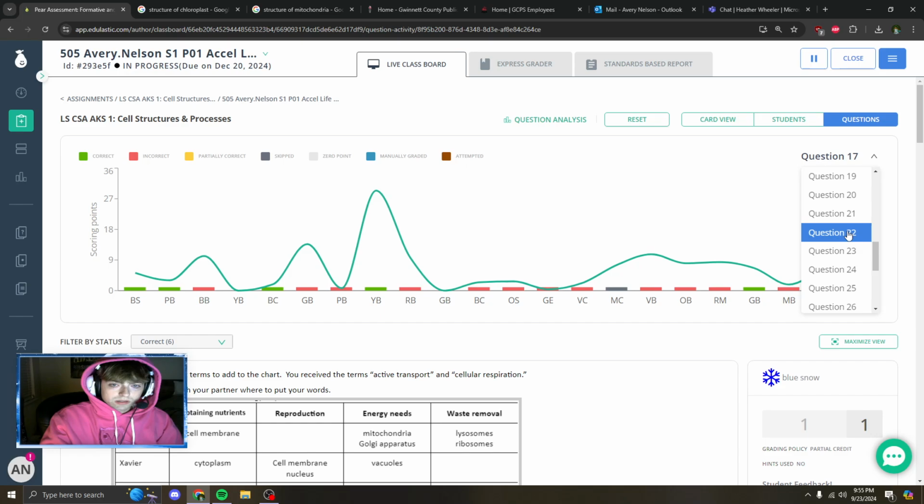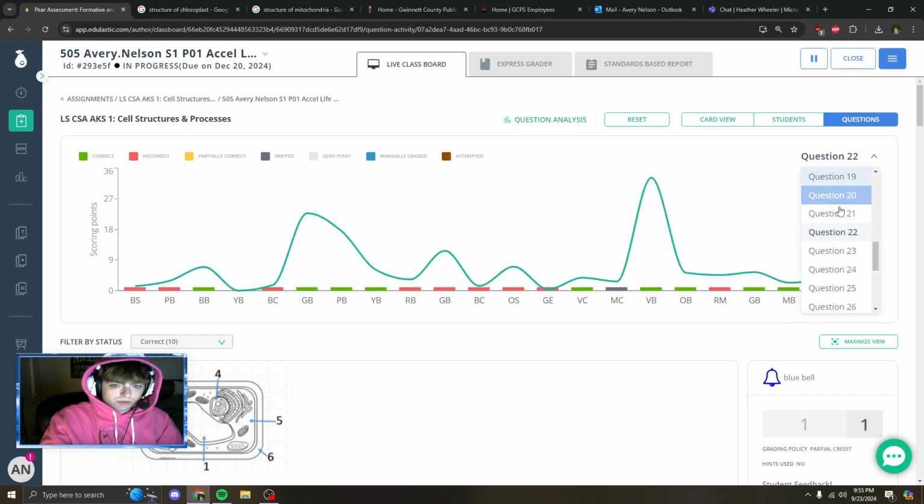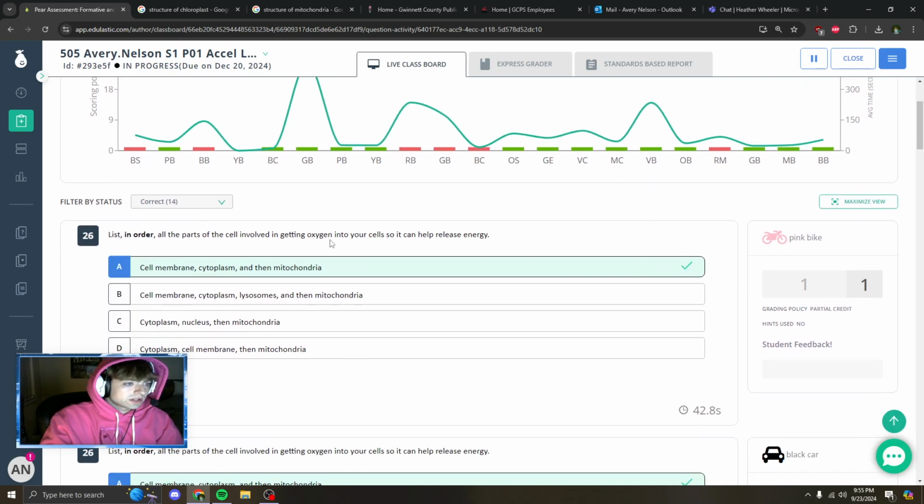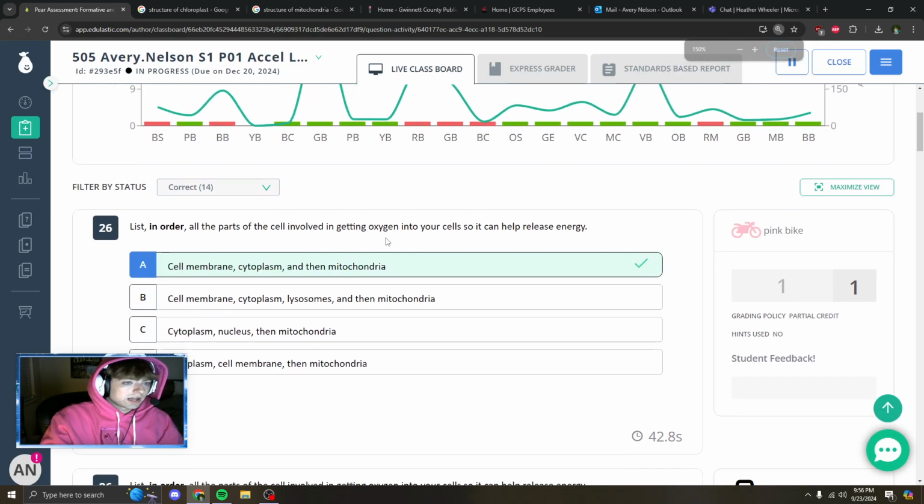Let's do number 26. Okay, so list in order all the parts of the cell involved in getting oxygen into your cells so it can help release energy. So when I hear getting something into your cells, I know the first barrier that it has to cross is the cell membrane. So I can automatically eliminate C and D here because it wants it in order.